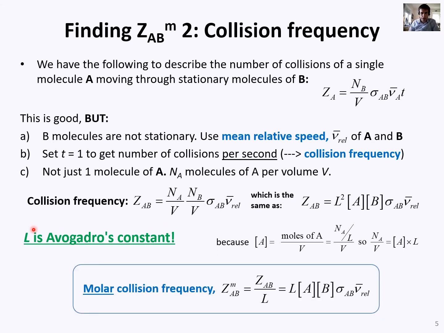And so we finally have our expression for our molar collision theory frequency, which is basically the collision frequency divided by Avogadro's constant, and that is given by this equation here. Okay, and we're going to take that forward to the next slide.